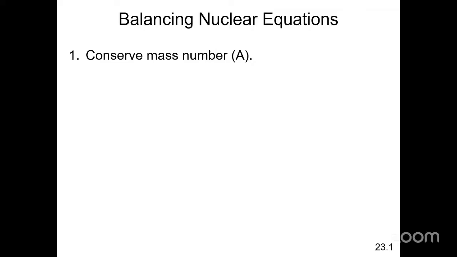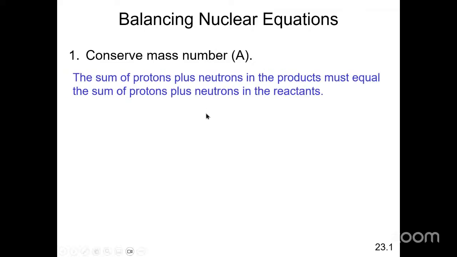What does that mean? It means that the total mass numbers on the left side of the equation must be equal to the total mass number on the right side of the equation, all right? This is basically what I just said. The sum of the number of protons and neutrons must be equal as far as the reactants and products are concerned, right? So here's an example of this.